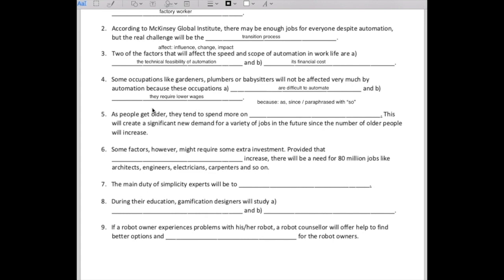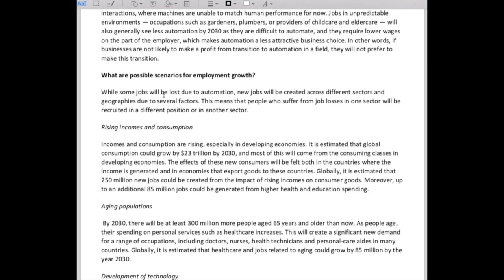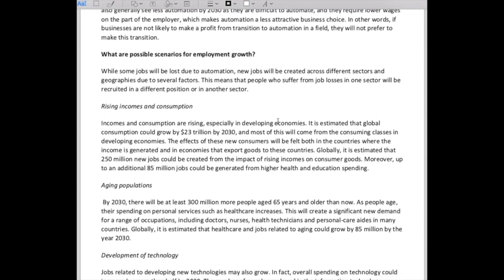I would say elderly or aging. So the concept of this sentence is that elderly people tend to spend more on something. Okay, let's check what they spend more on. So let's go down to the text. And what are possible scenarios for employment growth? Is there anything about older people in this paragraph? No. Rising incomes and consumption, this could be relevant, but I can't see anything about older people. Look, aging populations. Here is the relevant part.